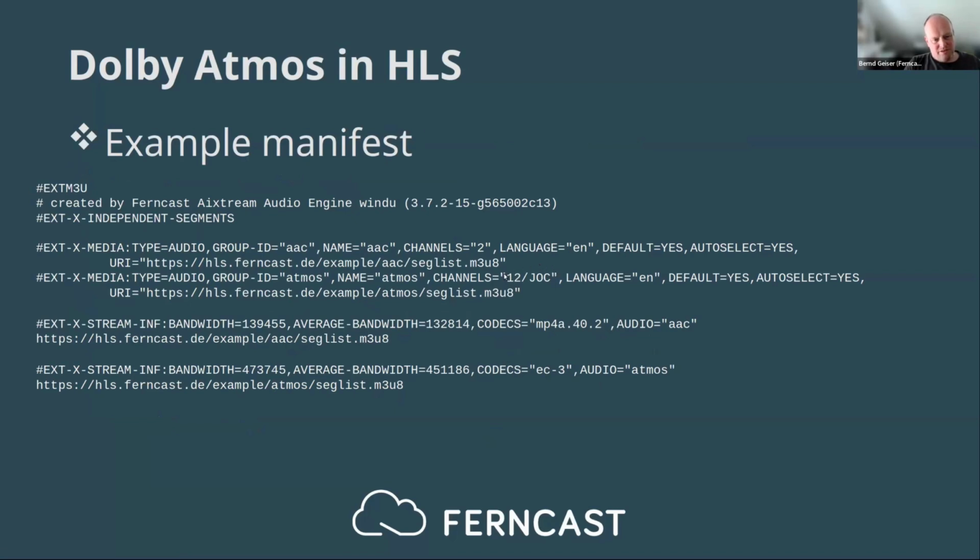Maybe if you encounter it, don't get confused. Channels 12 doesn't mean that it has 12 channels hidden in the standard. It's a complexity index, they call it, for the decoder. So it's just an indication to the decoder to check if it's compatible.